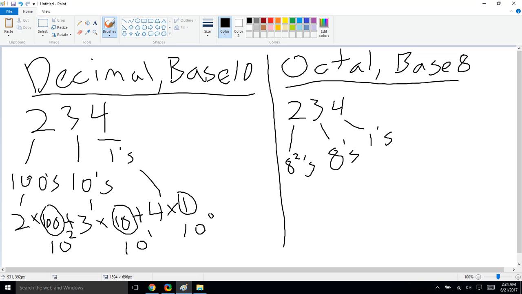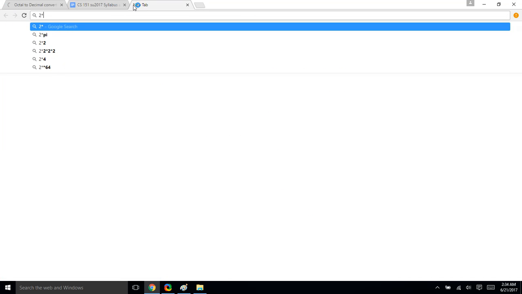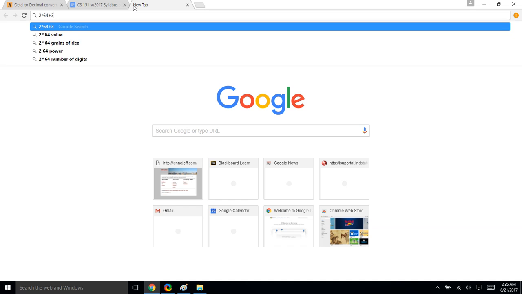So this number here would mean 4 times 1. And then from the 8th place, you'd have 3 times 8. And then from the 64's place, you would have 2 times 8 squared. And then we would add all of those up. So we have 2 times 8 squared, 2 times 64, plus 3 times 8, plus 4 times 1.